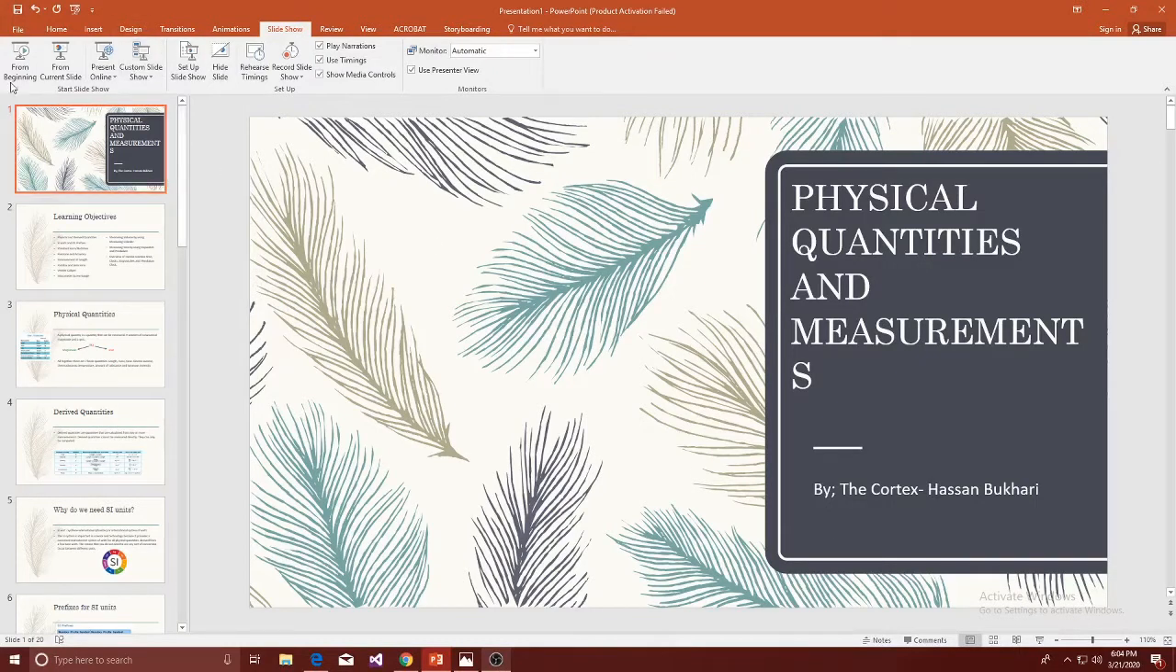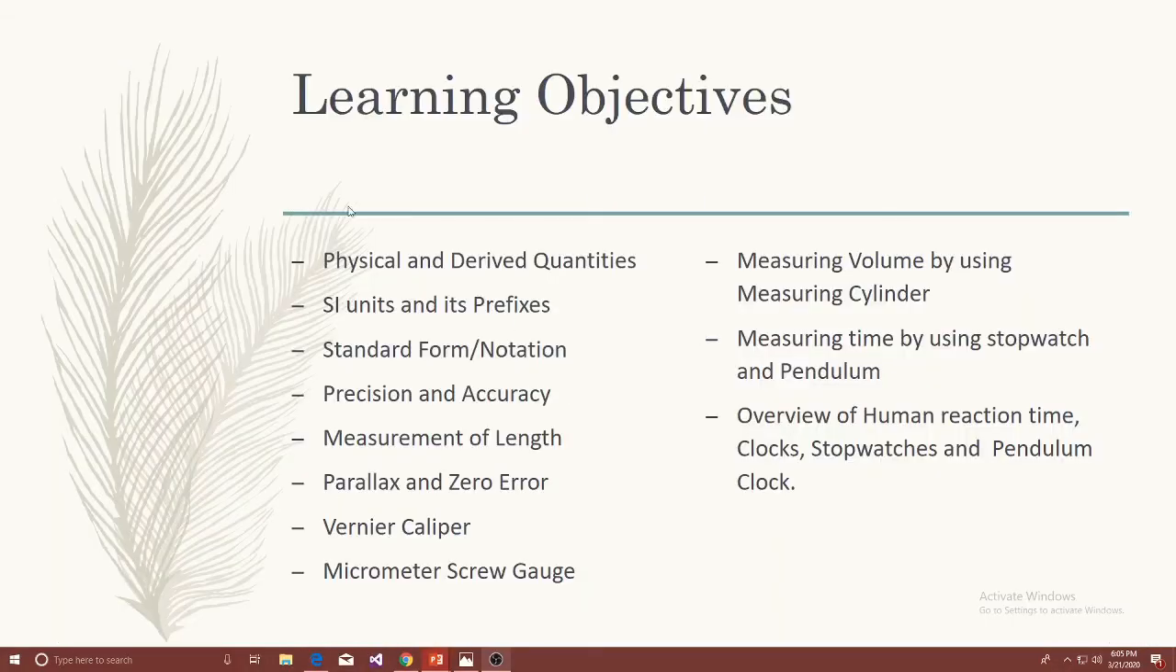This time I am covering the first chapter of physics, physical quantities and measurements. I will be breaking this into two parts, so make sure to see the other part. The things we'll learn in this are physical and derived quantities, SI units and its prefixes, standard form and scientific notation. These are all the topics we will cover, but in this video we will cover till parallax and zero error.